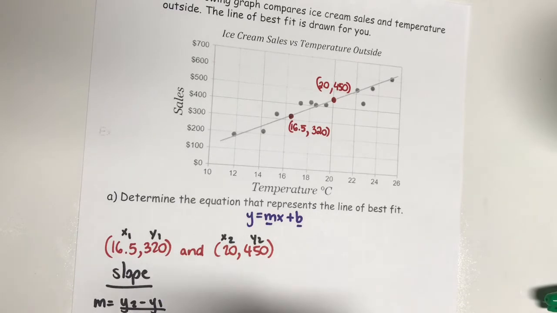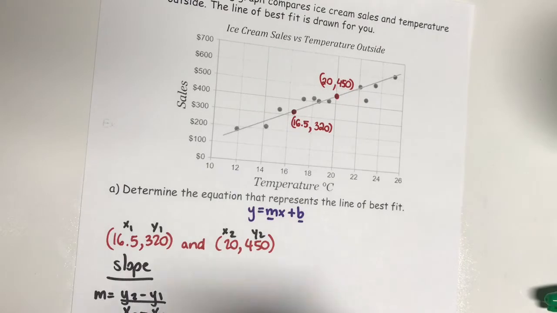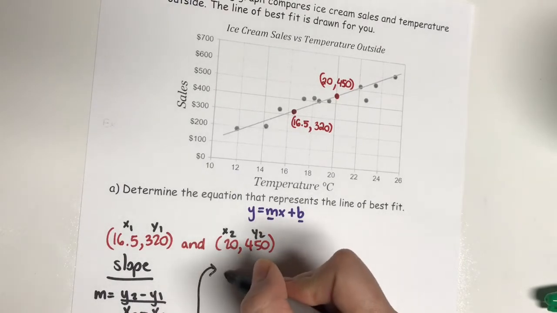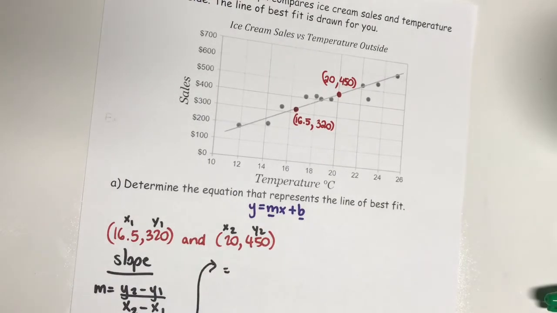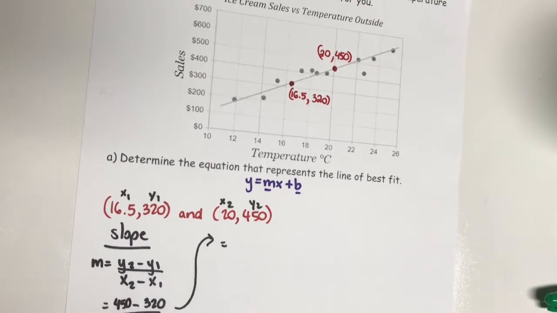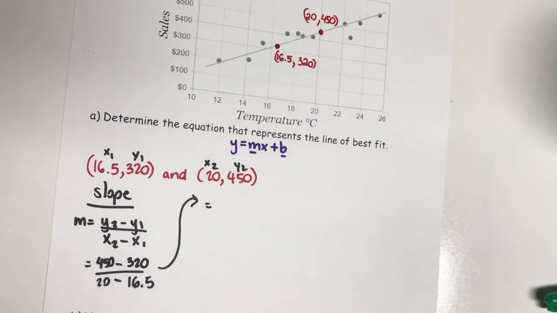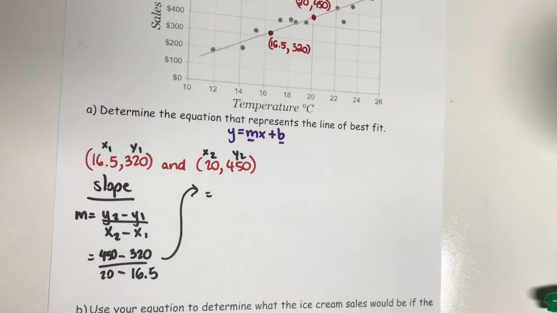So y2 was 450, y1 is 320, x2 was 20, and x1 is 16.5. Okay, I've run out of space, so I'm just going to draw an arrow that looks like this, and I'm going to continue writing over here. That's actually proper math form, this arrow, and it indicates that I'm continuing my calculations. Oh, sorry if you can't see. Oh, there you go. And it indicates that I'm continuing my calculations over here.